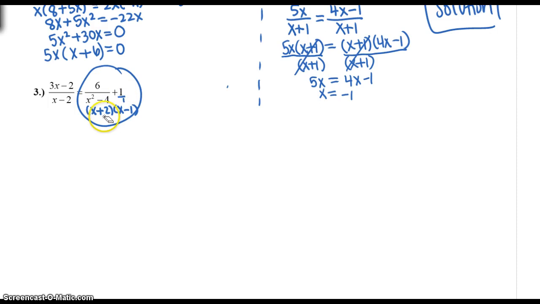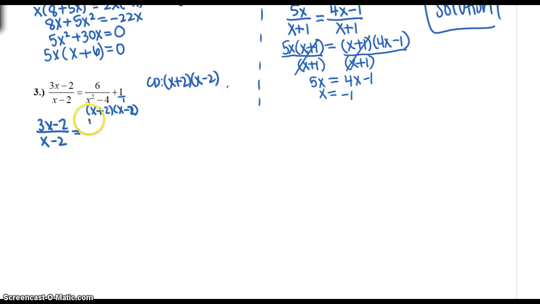Well, this has an x plus 2, x minus 2. There we go, let me fix that. x plus 2, x minus 2, and this just has a 1. So our common denominator then is x plus 2, x minus 2. All right, so let's leave the left-hand side alone, 3x minus 2 over x minus 2. And over here, we already have 6 over x plus 2, x minus 2.